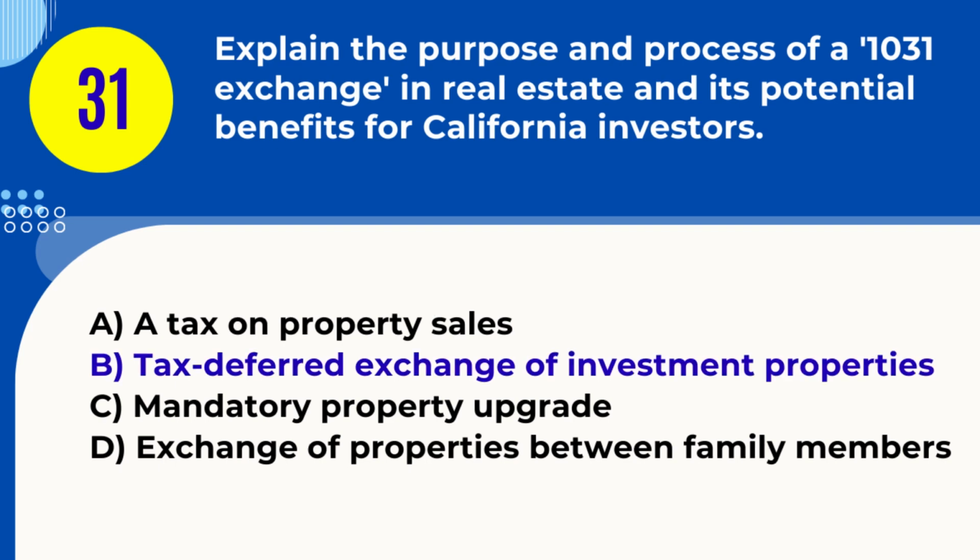Answer. B. Tax-deferred exchange of investment properties. Explanation. A 1031 exchange in real estate allows California investors to defer capital gains taxes by exchanging one investment property for another. It's a strategic way to reinvest profits while deferring tax liabilities.